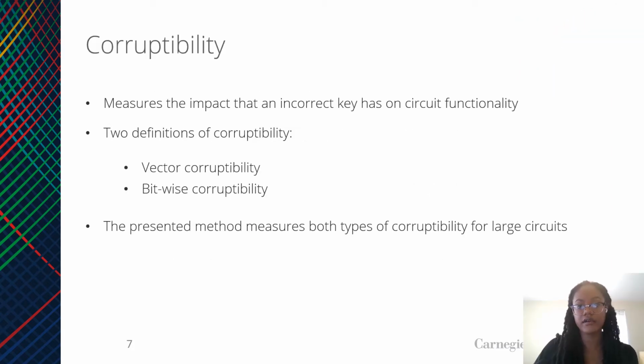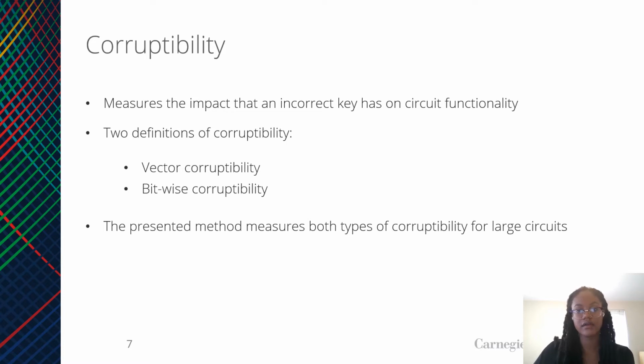Another metric of lock security is corruptibility. Corruptibility measures the impact that an incorrect key has on circuit functionality. Corruptibility is an important metric because if a lock does not adequately change the functionality of the circuit, then it is ineffective and an attacker can still use the circuit with an incorrect key. And so corruptibility has been mentioned in previous work, but it's typically measured through random simulation.